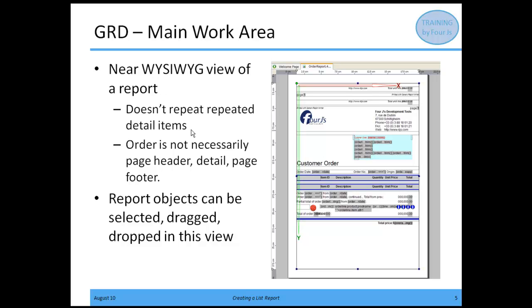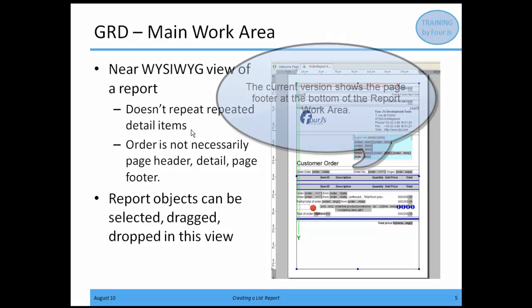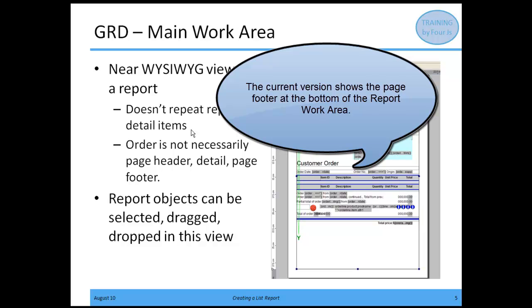The first reason is that it does not repeat any repeated detail items. So for example, if you have a report that's producing a list, only the first item of the list is going to appear on the WYSIWYG view. Also, the order is not necessarily the page header at the top, detail in the middle, and the page footer at the bottom.